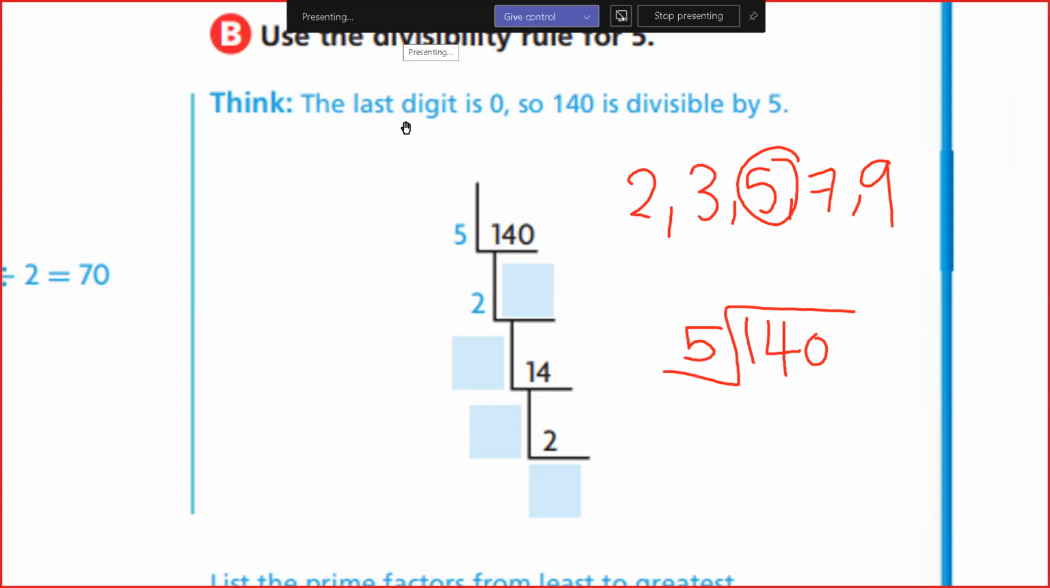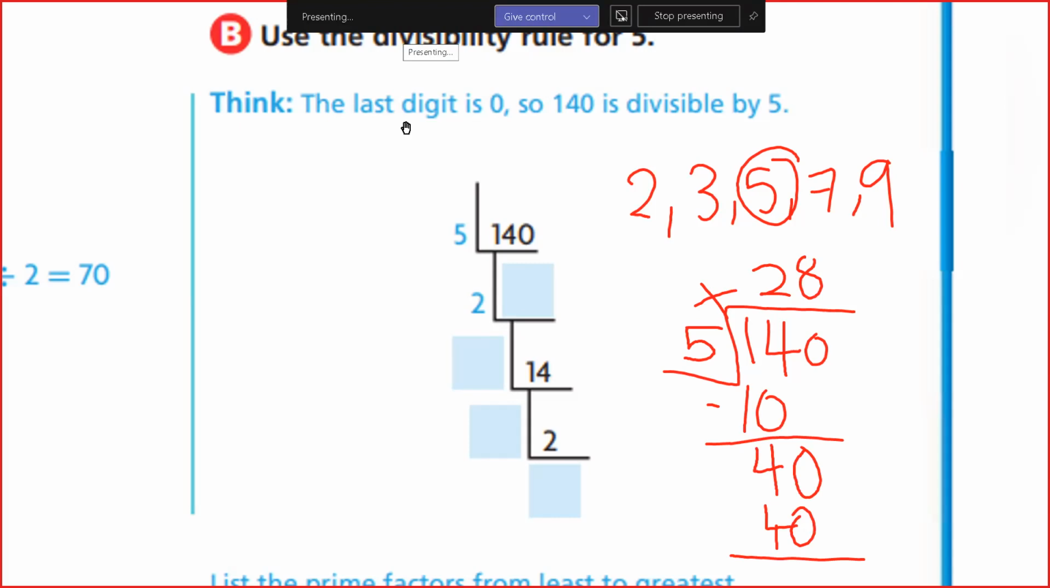Let's try number 2. 2 times 5, 10. And the remainder here is what? 4. And then add 0 down. 40 divided by 5. 8. 8 times 5, 40. So when you divide 140 by 5, the answer is 28.